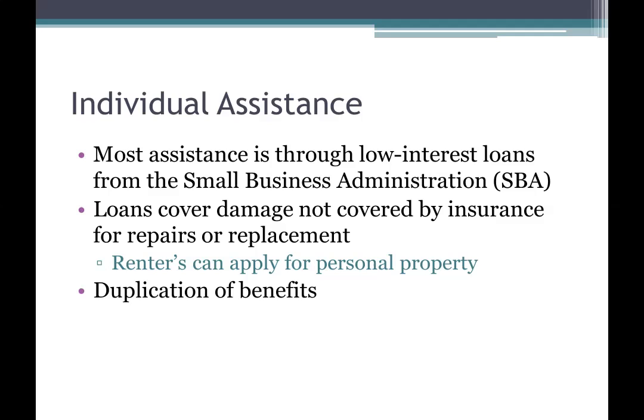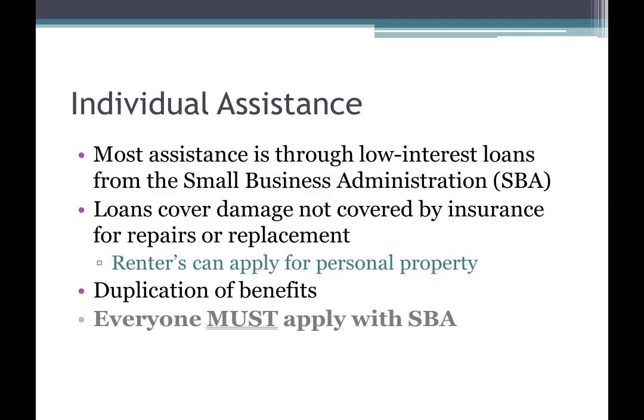So these loans can be up to $200,000, and they're meant to cover the cost of building back exactly the same. And so duplication of benefits would just mean that they would have to subtract out insurance awards, or if other programs assisted, it would subtract out those dollars. However, many people think it's not worth going through the hassle of applying, but everyone must apply with the SBA for a loan. It's the first step in accessing any sort of assistance through FEMA.